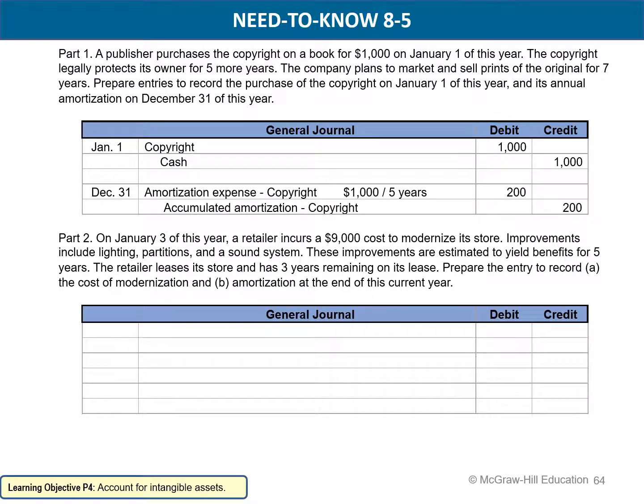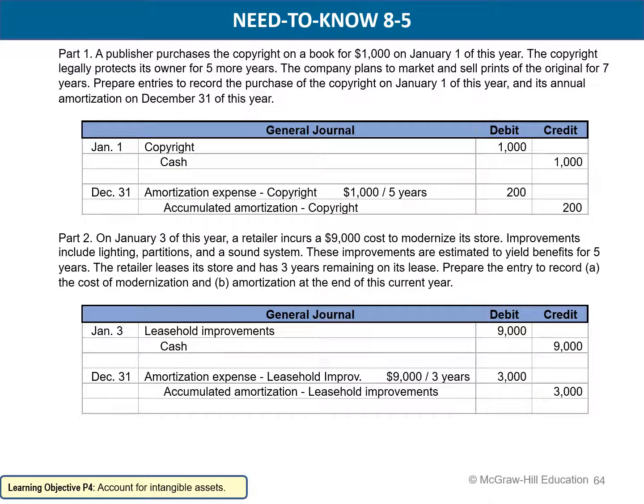On January 3rd of this year, a retailer incurs $9,000 cost to modernize its store. Improvements include lighting, partitions, and a sound system. They're estimated to yield benefits for 5 years. The retailer leases its store and has a remaining 3 years on its lease. Prepare the entry to record it. In this case, when we record our $9,000, we're going to call that a leasehold improvement. Debit leasehold improvement asset, and credit cash for $9,000.